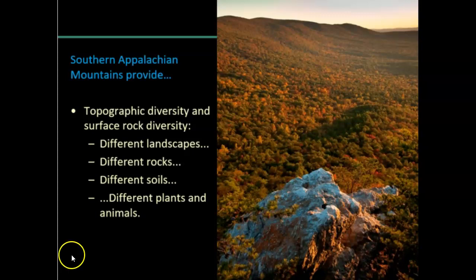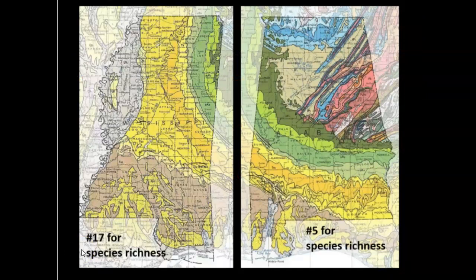Now, to get a feel for the degree to which this has influenced the diversity of species we have in the state, take a look at these next two maps. These are the geologic maps for both Mississippi on the left and Alabama on the right. And if you look at the total number of species that each state has, Alabama ranks number 5 in the U.S. for species richness, as we talked about, but Mississippi ranks number 17. Now, you might not have expected this, because the two states are very similar in shape. They both have access to the same amount of northern latitudes, and they also have access to the same degree of southern latitudes and access to the Gulf of Mexico.